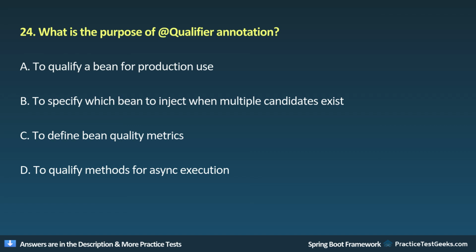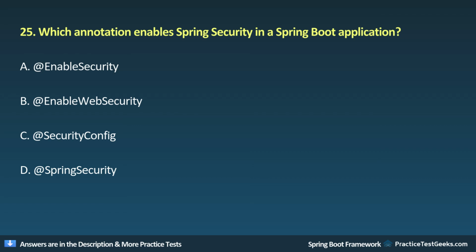B. To specify which bean to inject when multiple candidates exist. C. To define bean quality metrics. D. To qualify methods for async execution. 25. Which annotation enables Spring Security in a Spring Boot application?